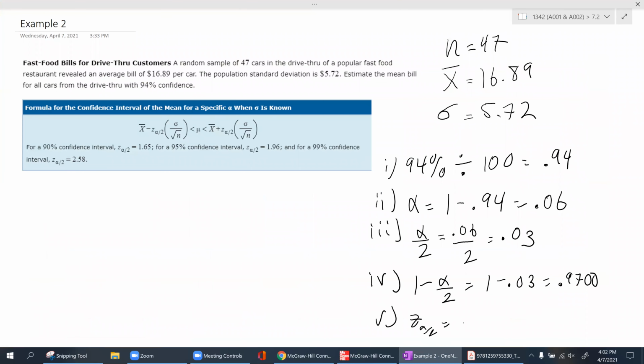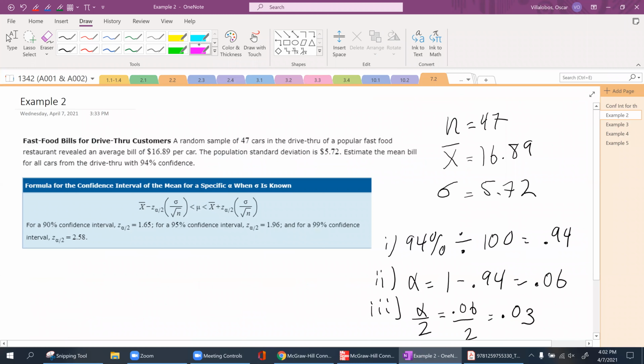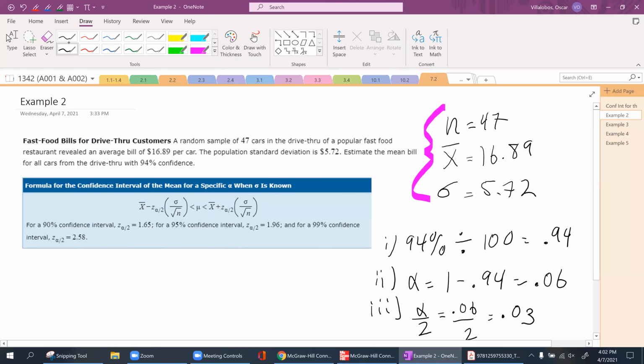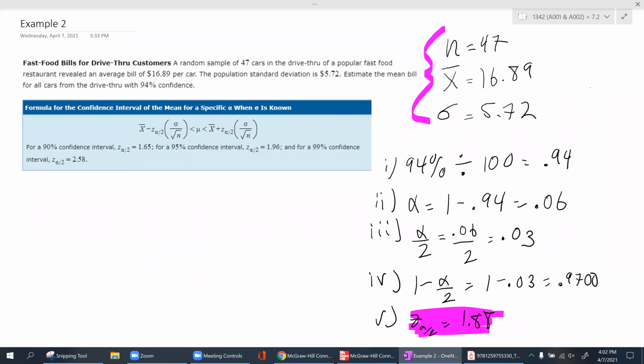All right, so this is 1.88. And this is exactly what we need, right? This is the important piece. This here, and all these values here, are very important pieces because I need this to find my endpoints for this formula, and here we are.